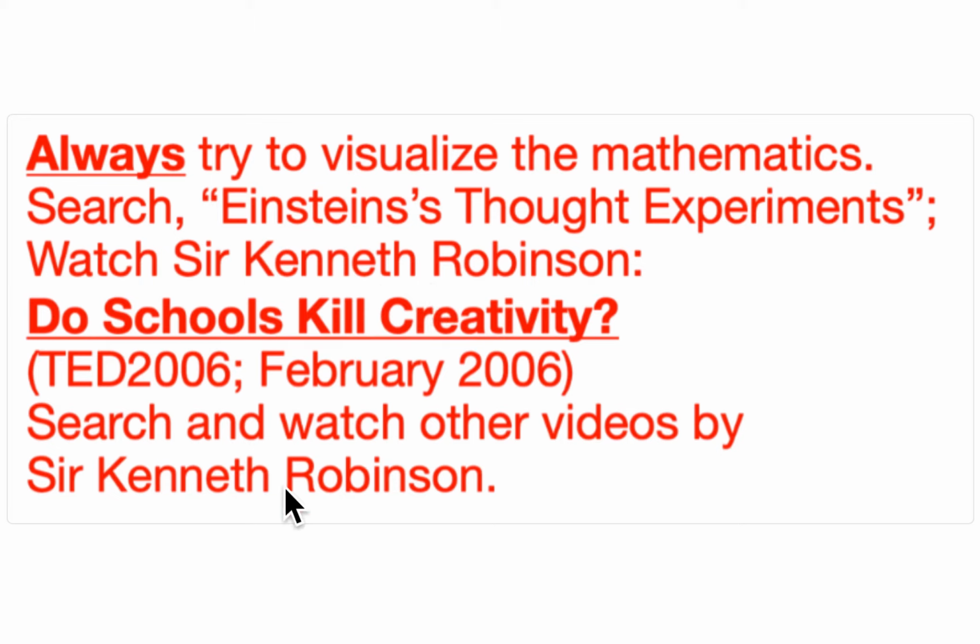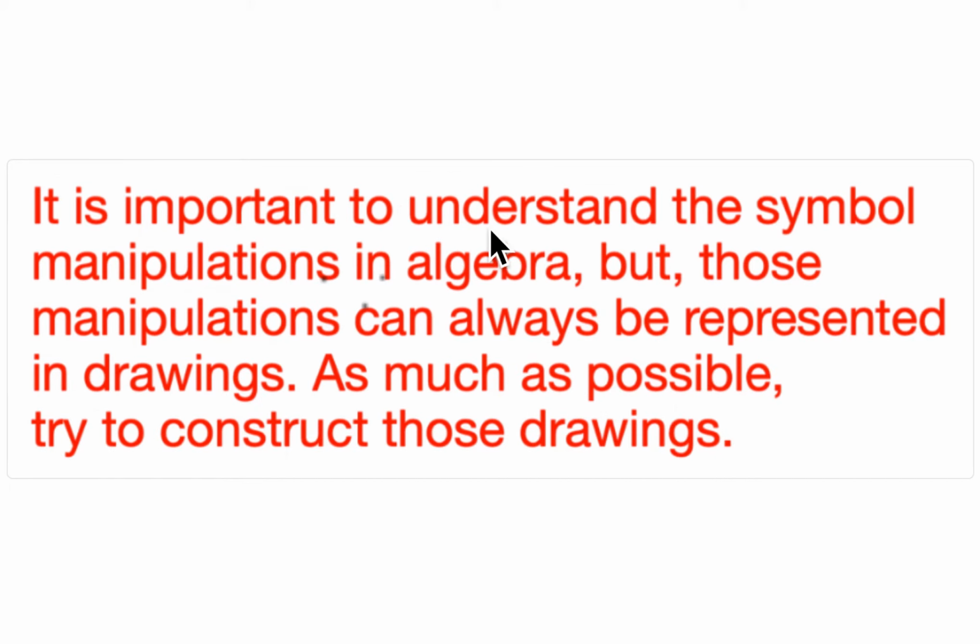Ken Robinson gave a great TED Talk, February 2006, probably one of the more popular, if not the most popular TED Talk ever given, on how schools kill creativity and what we can do to infuse that creativity back into the K through 12 curriculum. These are my words. It's important to understand the symbol manipulations in algebra. Of course it is. But those manipulations can always be represented in drawings. I believe that's true. You can always come up with some kind of drawing that's a representation of those symbols. As much as possible, try to construct those drawings.